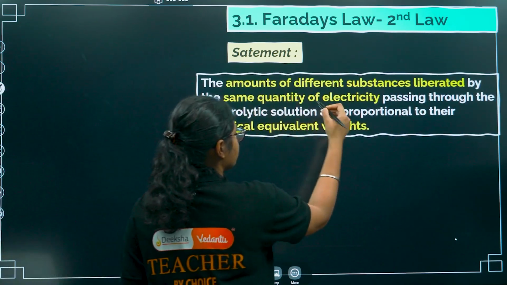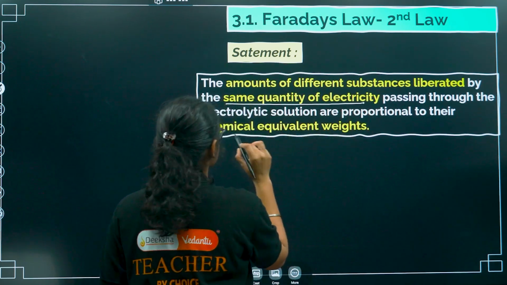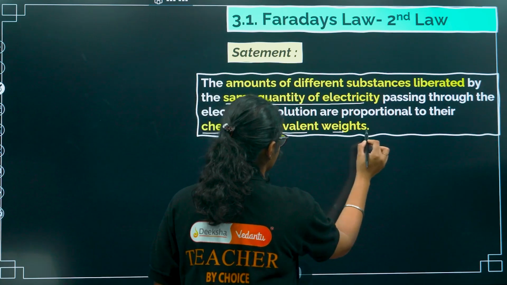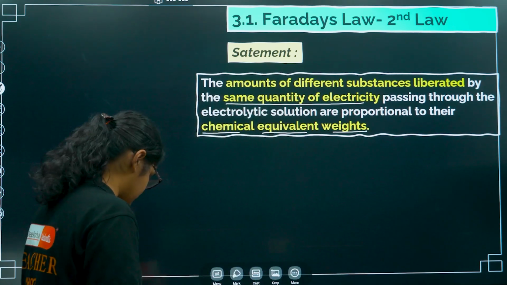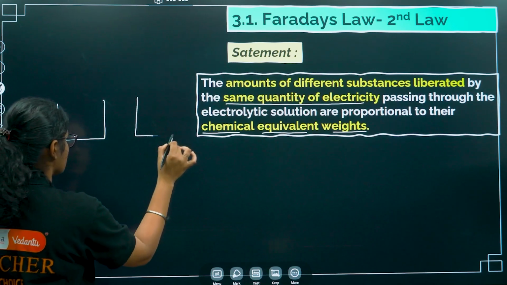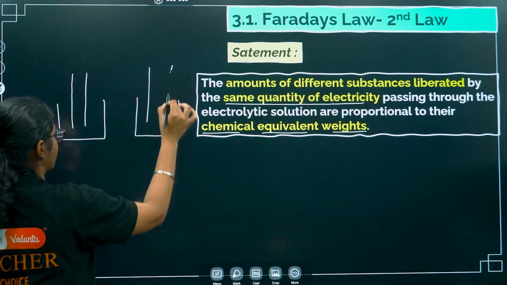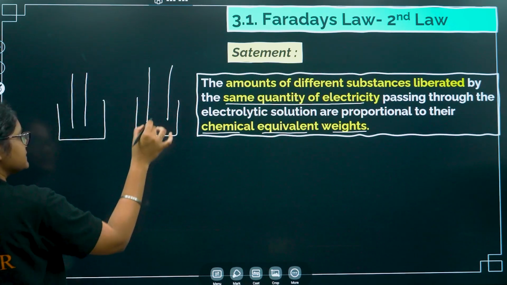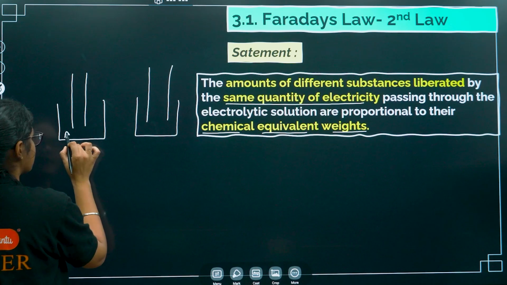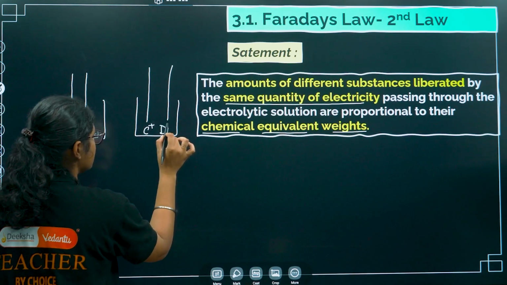The amount of different substances liberated by the same quantity of electricity passing through electrolytic solutions is proportional to their chemical equivalent weights. So what does it say? When you have two containers, this is one electrolytic cell and this is another electrolytic cell, and you are passing the same amount of current to both of them, and here there is A plus and B minus, and suppose here it is C plus and D minus.